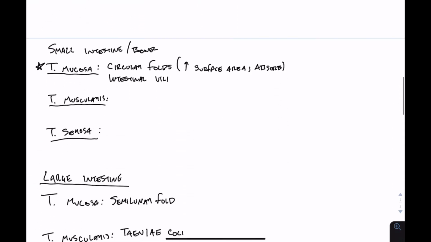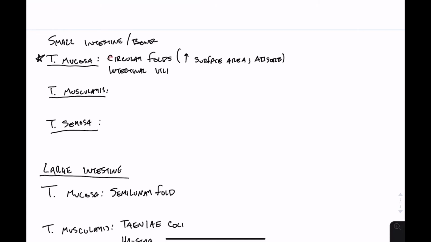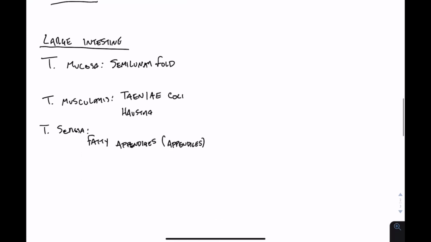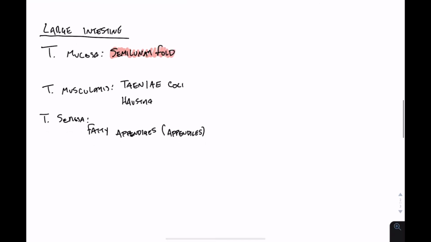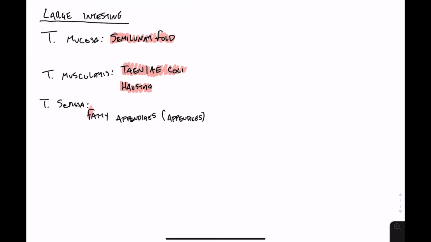We move to the small intestine. Here are our structural modifications, the circular folds and the intestinal villi. Both of those act to increase the surface area. And then the large intestine, structurally, we have the semilunar folds along the whole entire large intestine. The muscularis has the Taenia coli and the little haustra pouches, and then the serosa has the fatty appendages. So there are the structural modifications. There's not a lot of tissue modifications throughout the whole GI.